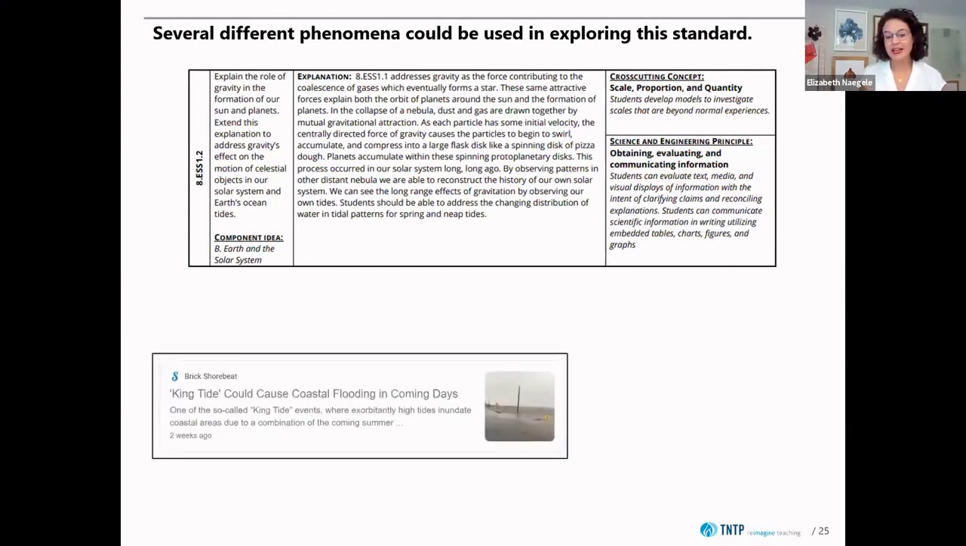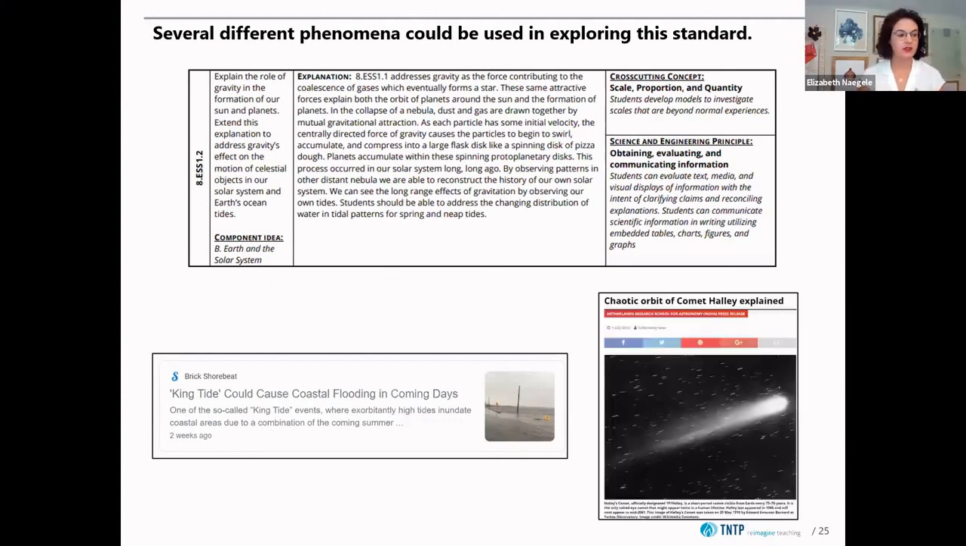So kids could have watched a video or read an article about king tides, which is when the tide is the highest that it is in the year because of the alignment of the sun and the moon in the earth. So they could have read an article about king tides and then made some predictions about when a king tide might occur, or explain why there was flooding as a result of a king tide.